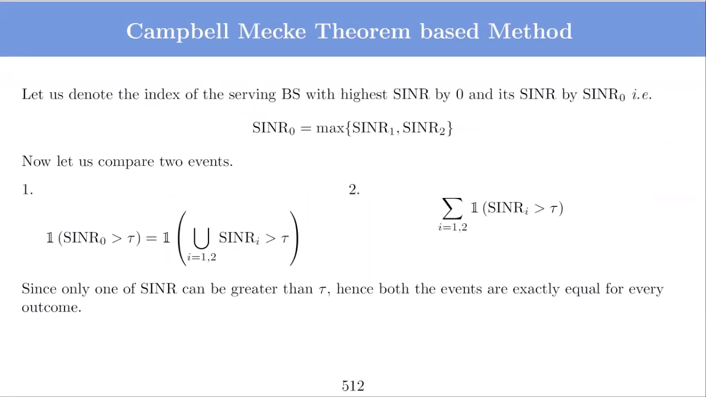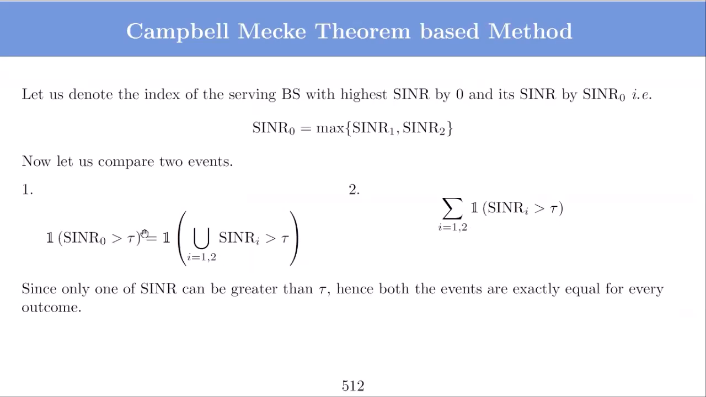Okay, so if you denote the index of the serving base station with highest SINR by 0, and its SINR by SINR 0, then we can say that SINR 0 is equal to max of SINR 1, SINR 2, right? Which means I'm selecting the base station which is giving me the maximum SINR. In that case, if I want to compare these two following scenarios: the event that SINR 0 is more than tau, and the summation of the indicator of SINR 1 is more than tau plus SINR 2 is more than tau, right?